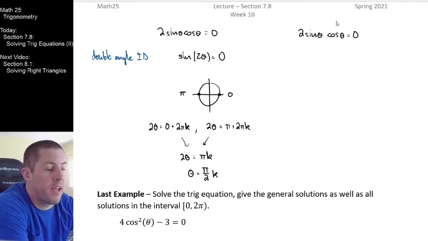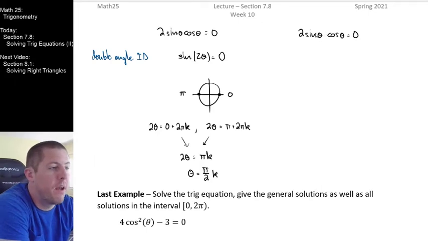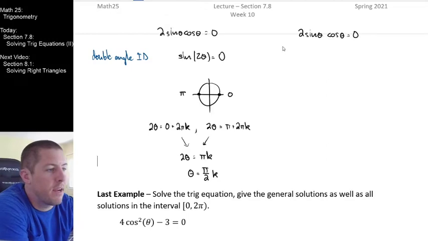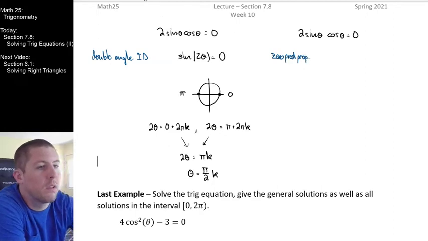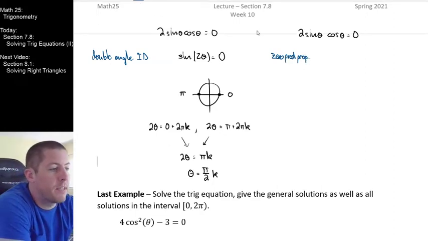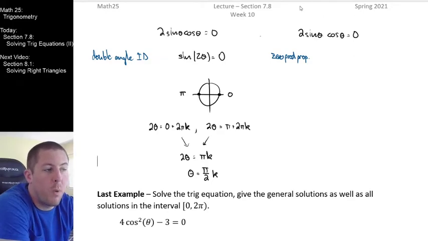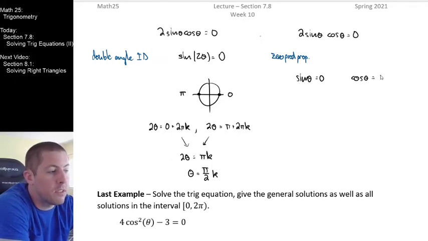Alternatively, a different thing I could do right here is I'm noticing that I could think of the zero product property for this guy right here. And that's going to allow me to say, and notice here, that's just because we have a number times a number times a number equals 0. When is 2 equal to 0? Never. When is sine theta equal to 0? Well, sometimes. When is cosine theta equal to 0? Also sometimes. Let's go ahead and take a look real quick.